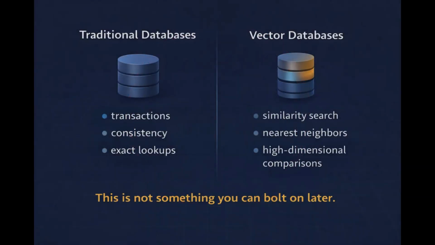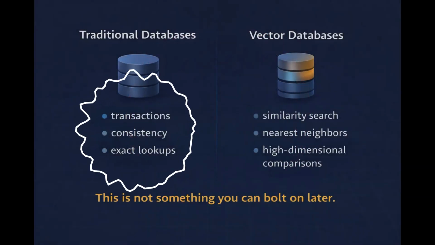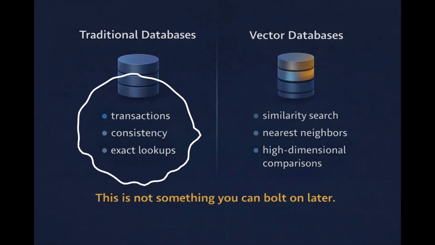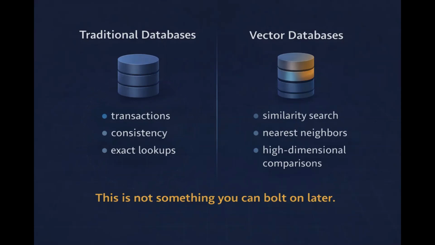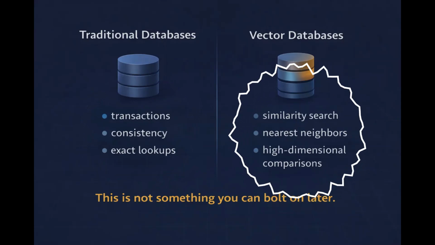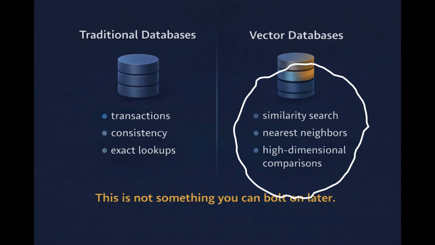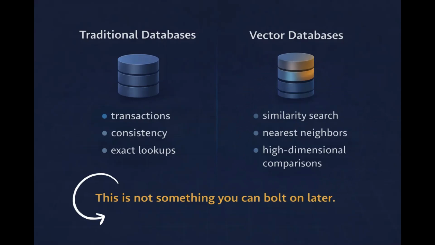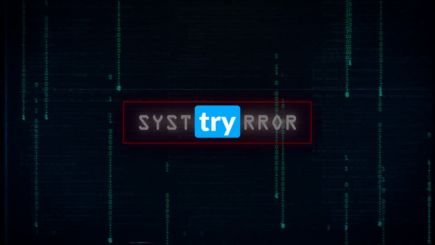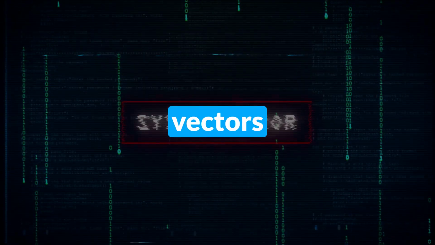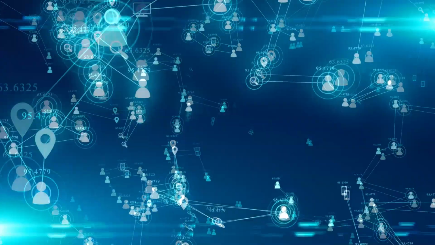Why do traditional databases fail for AI? Traditional databases are optimized for transactions, consistency, exact lookups. Vector databases are optimized for similarity search, nearest neighbors, high dimensional comparisons. This is not something you can bolt on later. That's why AI systems break when teams try to force fit vectors into traditional databases.